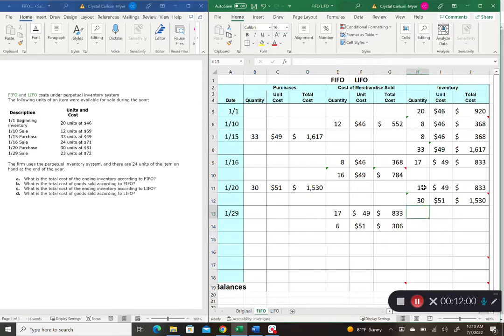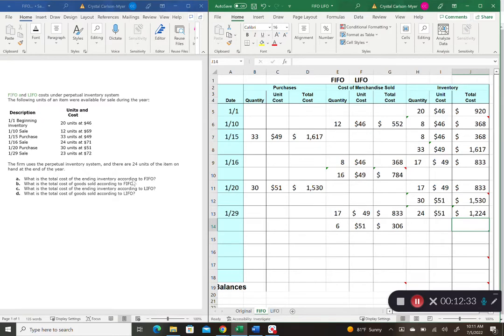All right, now my ending inventory. So I sold all of these $49 units, so I don't have any of these left, but I do have some of my $51 units left. So I'm going to take my 30 units that I started with, subtract out the 6 that I sold. So I still have 24 units of the $51 units remaining for a total cost of $1,224.